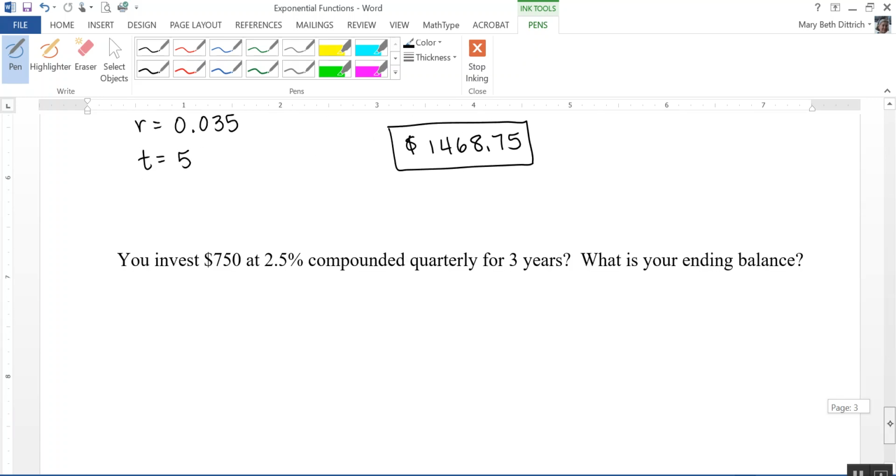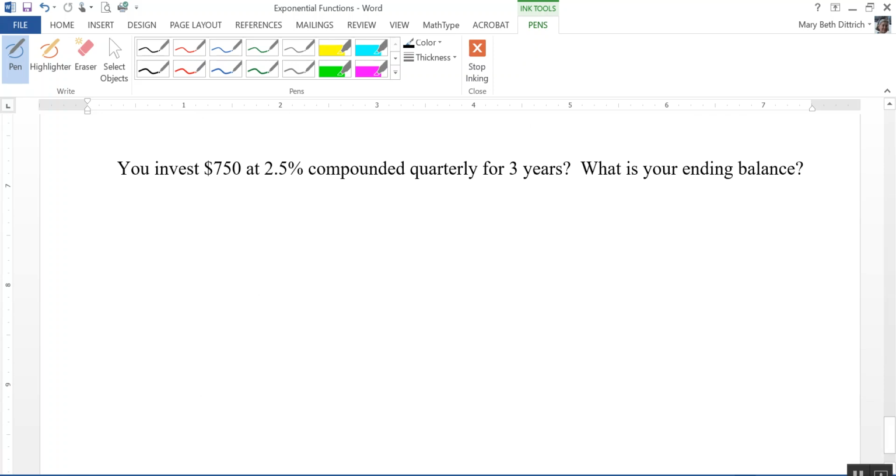The second example uses compound interest, and it says you invest $750 at 2.5% compounded quarterly for 3 years. What is your ending balance? So let's identify our pieces here. My principal is $750. My interest rate is 2.5%, which is 0.025. My n, the number of times per year that it's compounded, quarterly, there are 4 quarters in the year, so my n is 4, and my time is 3 years.